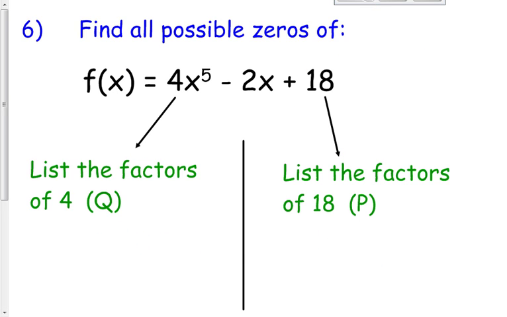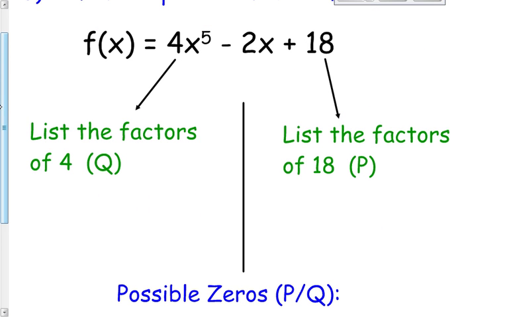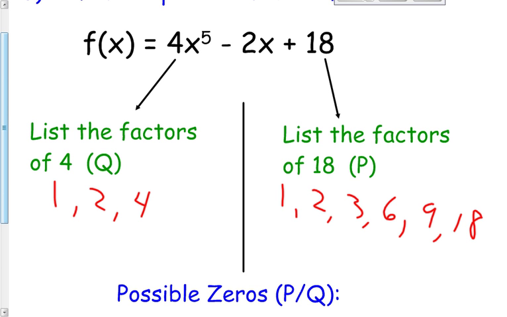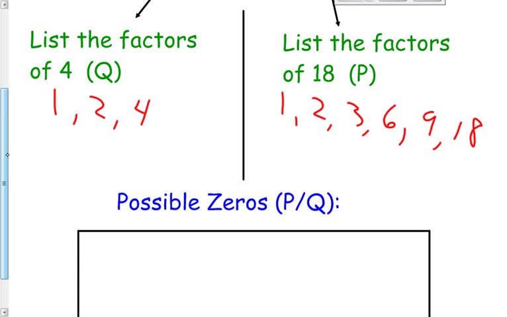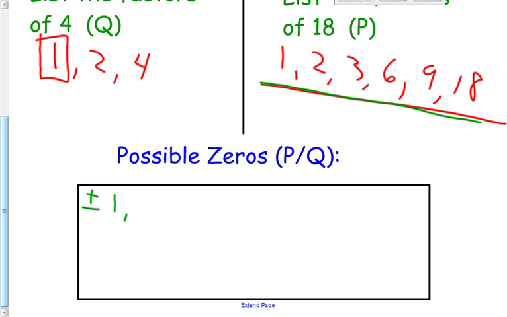So now for this last problem, let's do the exact same thing. Factors of 4 are 1, 2, and 4. Factors of 18 are 1, 2, 3, 6, 9, and 18. So if we want to ask ourselves what the possible rational zeros are, which are ones that can be written as a fraction, we're going to place all of these over 1. So obviously, 1 divided by 1, 2 divided by 1, 3 divided by 1, it's just these numbers right here. So it's plus and minus 1, plus and minus 2, plus and minus 3, plus and minus 6, plus and minus 9, plus and minus 18.